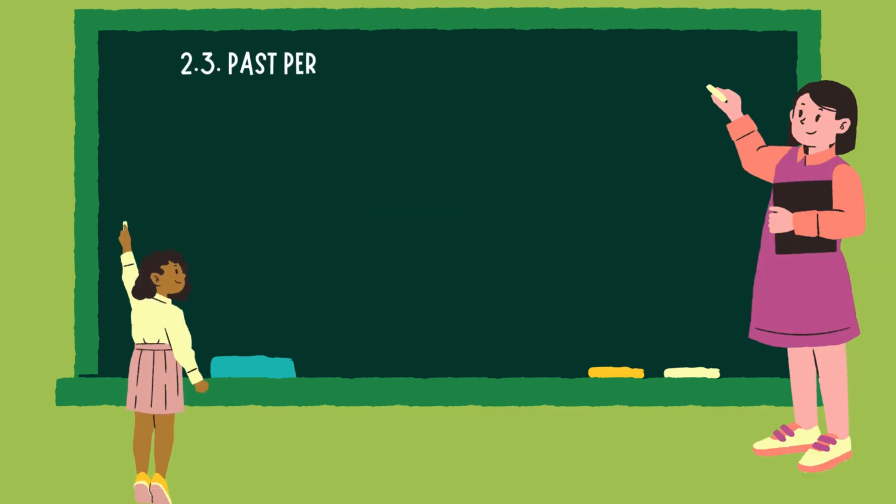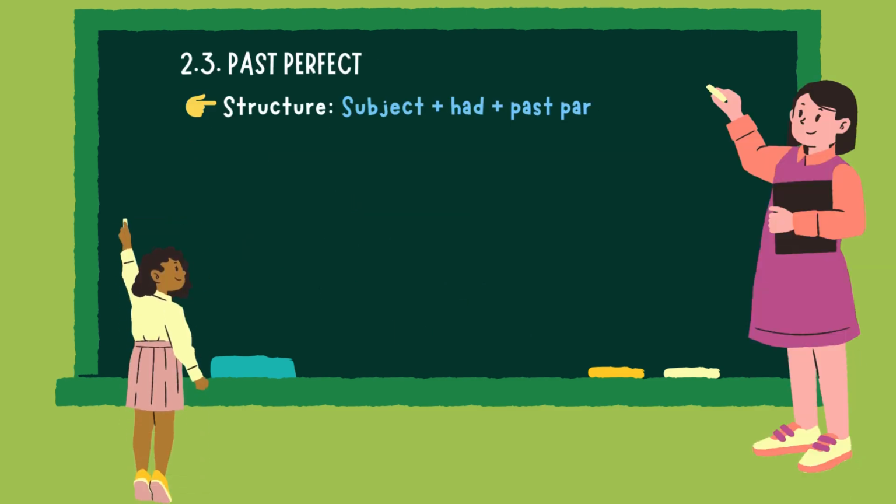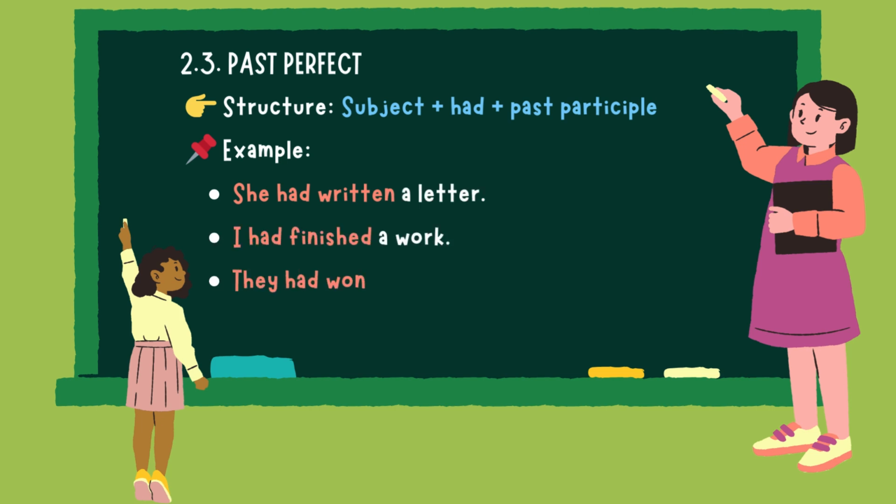2.3, past perfect. Structure: subject plus had plus past participle. Example: she had written a letter. I had finished a work. They had won the match. John had found a new job.